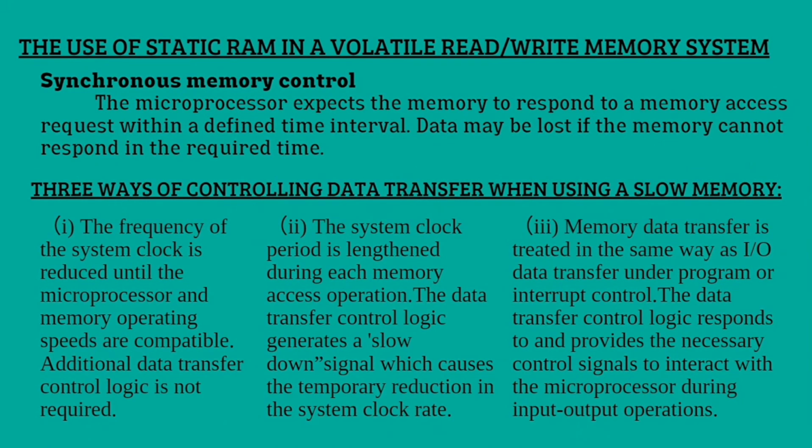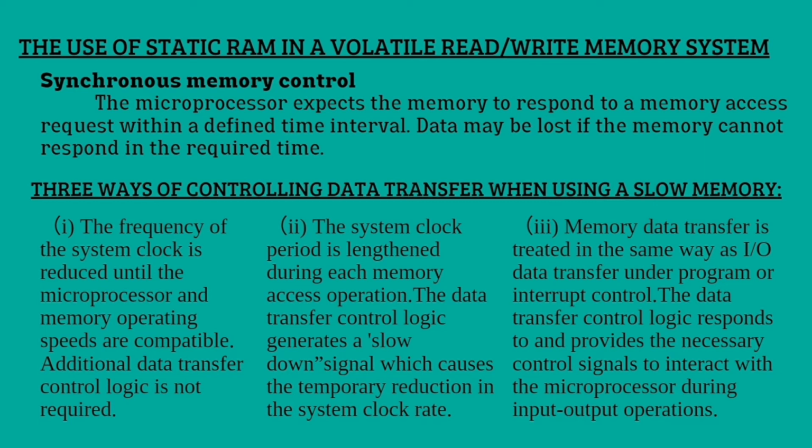Synchronous memory control. The microprocessor expects the memory to respond to a memory access request within a defined time interval. Data may be lost if the memory cannot respond in the required time. So, there are three ways of controlling data transfer when using a slow memory. Number one, the frequency of the system clock is reduced until the microprocessor and memory operating speeds are compatible. Additional data transfer control logic is not required.